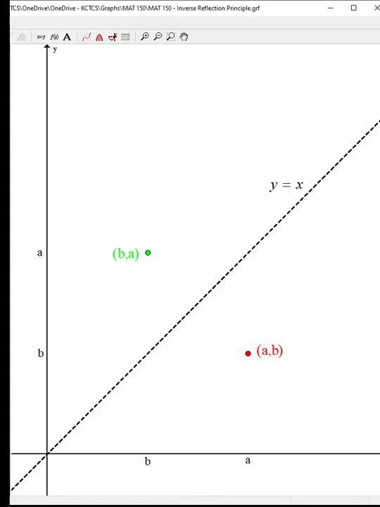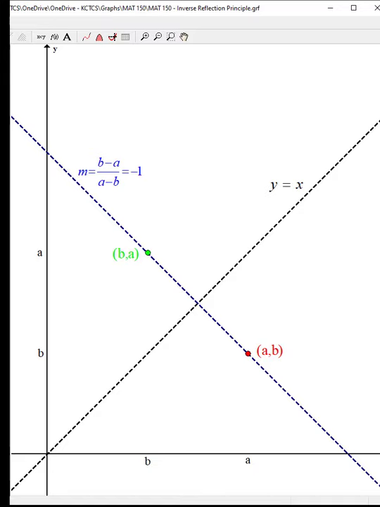Okay, now let's construct a line through those two points. It certainly looks like that line is perpendicular to y equals x. And of course, if you notice, obviously, those are the slopes of those two lines. And this blue line definitely has a slope of negative 1. These two lines are indeed perpendicular.